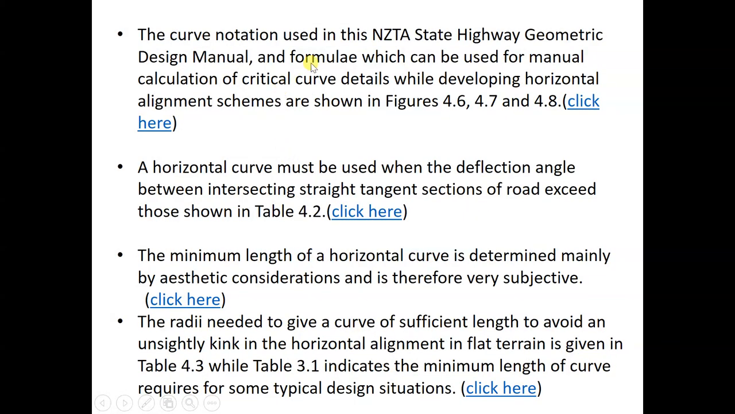Okay, the curve notation used in this NZTA highway geometric design manual, SHGDM, and formulae which can be used for manual calculation of critical curve details while developing the horizontal alignment scheme are shown in figure 4.6, 4.7, 4.8. Okay, so a lot of this is the sketch of the circular curves, sketch of the spiral curve and all the formula.